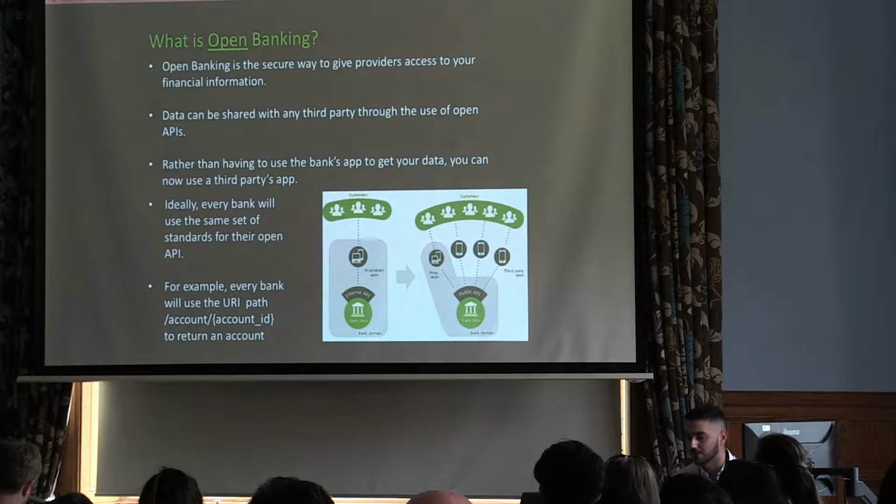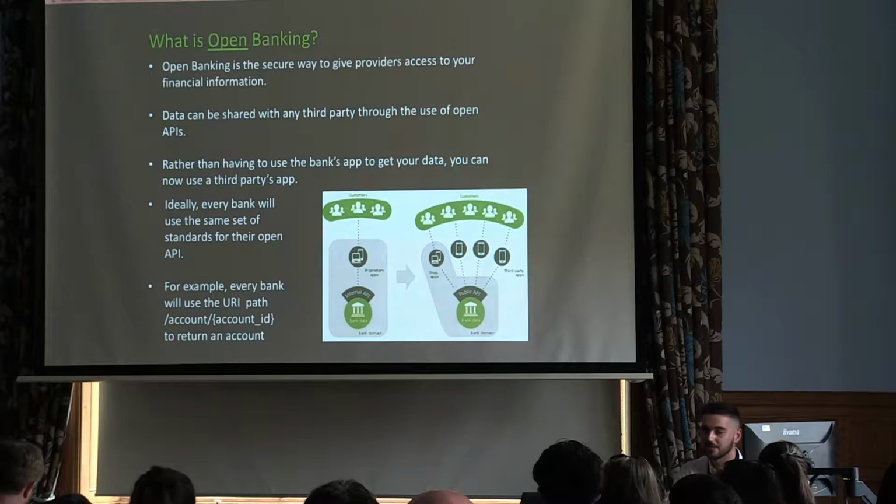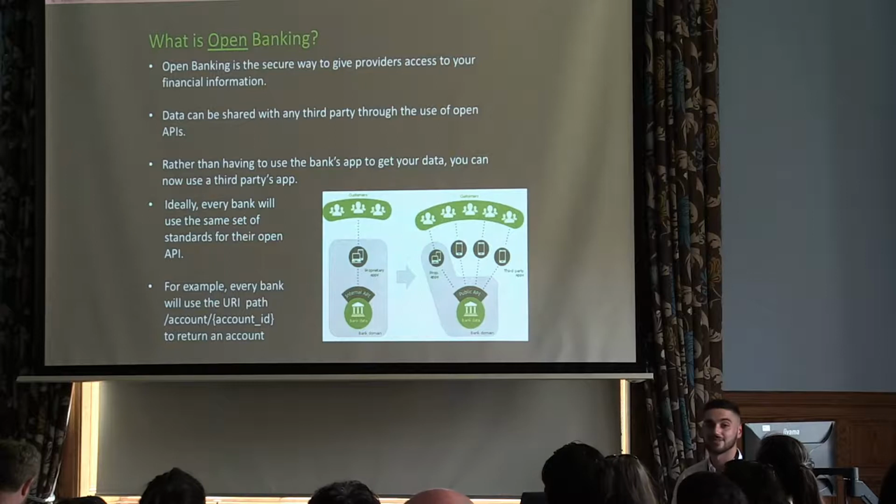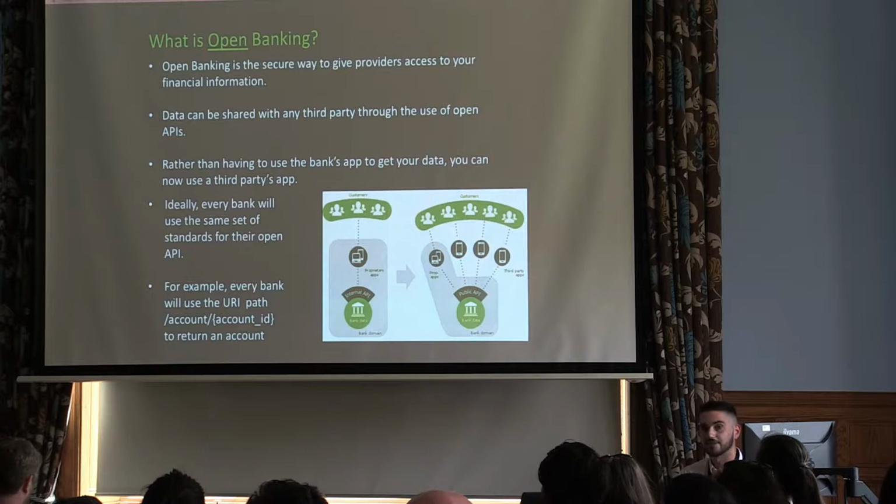So for open banking to succeed, it wouldn't really solve the problem for every bank to come along and just say, okay, well, I'm going to open up my API. Because what you'll end up with then is just Danske Bank, Santander, Ulster Bank, every single bank creating an open API, which has a completely different set of standards, which becomes a nightmare for a developer to come along and actually communicate with every single one. It becomes very difficult to manage, especially in such a volatile environment where things are changing all of the time. So ideally, every bank will abide by the same set of standards, i.e. if you want to retrieve an account, you would use the path /account/ the ID of the account you're trying to retrieve.